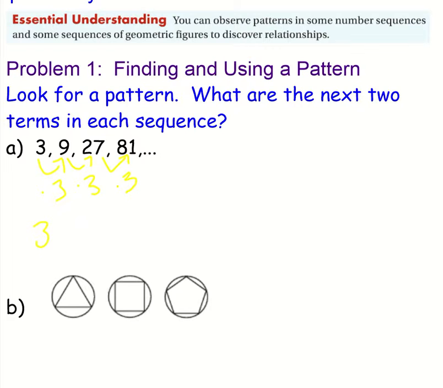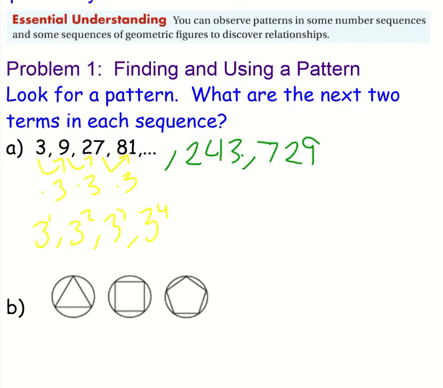Well, it's 3 to the first power, 3 to the second power, 3 to the third power, 3 to the fourth power. And if we continue on this pattern, we get 3 to the fifth power, which is 243. And we get 3 to the sixth power, which is 729. And that goes along with the pattern that we found.